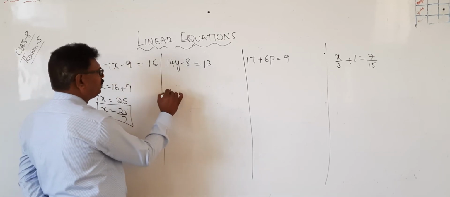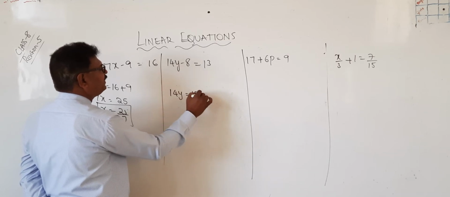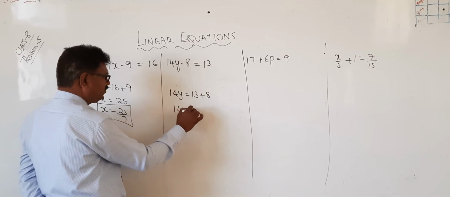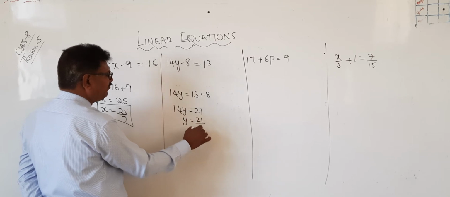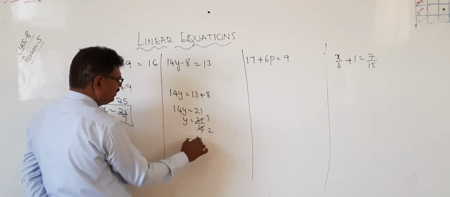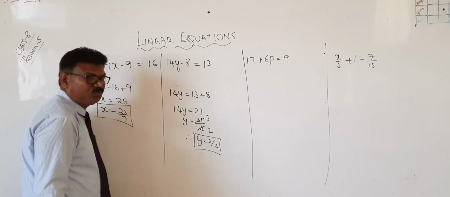Next, 14y is equal to 13 minus 8, which will become plus 8. 14y is equal to 21. y is equal to 21 by 14. 7 3s are 21, 7 2s are 14. Therefore y is equal to 3 by 2.